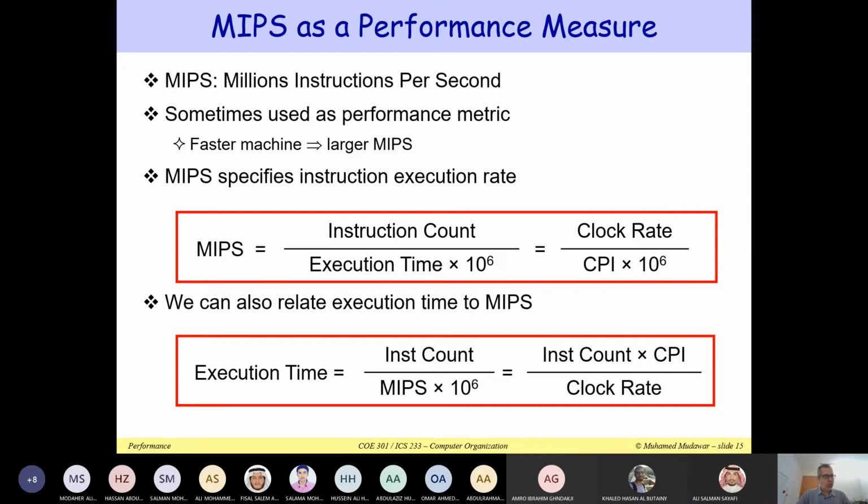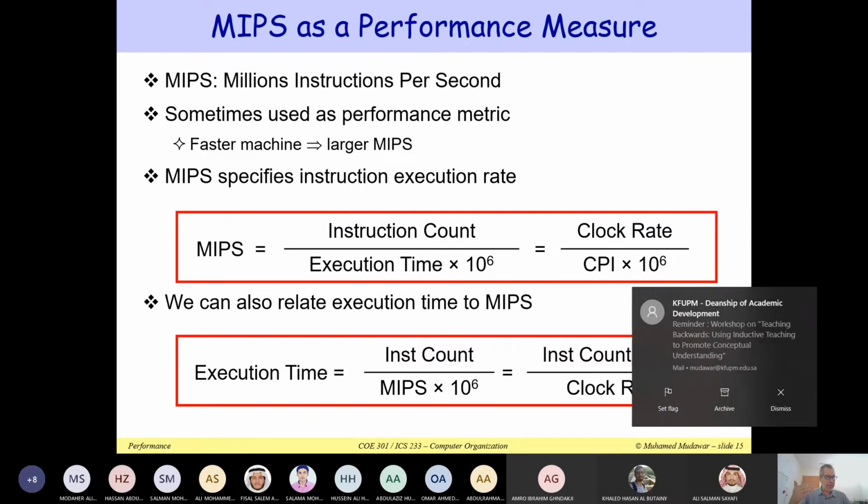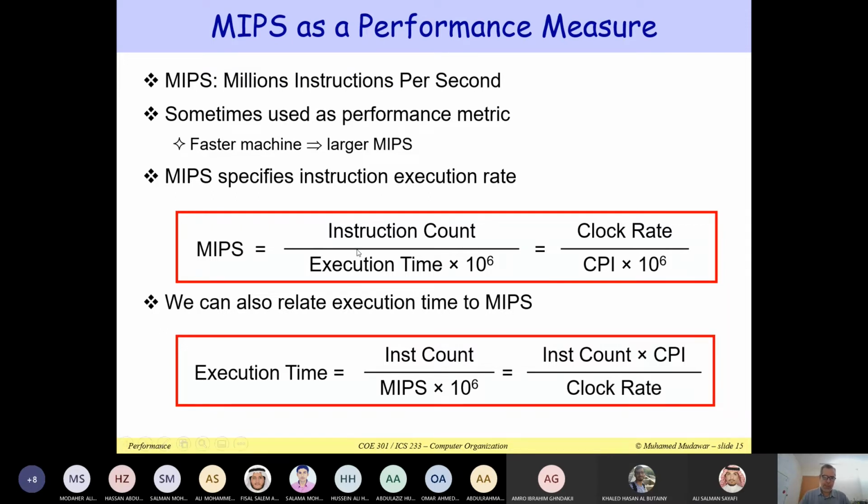Now, if you would like to quantify it, meaning you would like to have a number that represents the MIPS rate, how do you get it? In order to calculate MIPS, you have to count the total number of instructions, the instruction count, divided by the execution time.